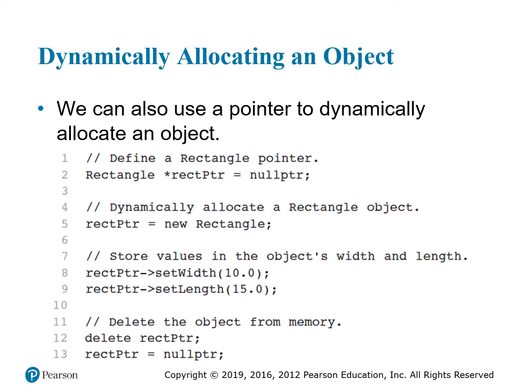We can also use a pointer to dynamically allocate an object. So you can say star rectPointer equals nullptr, but then rectPointer equals new Rectangle. Okay, so we've just created a new rectangle in the vast wilderness of our program's memory and assigned it to rectPointer.